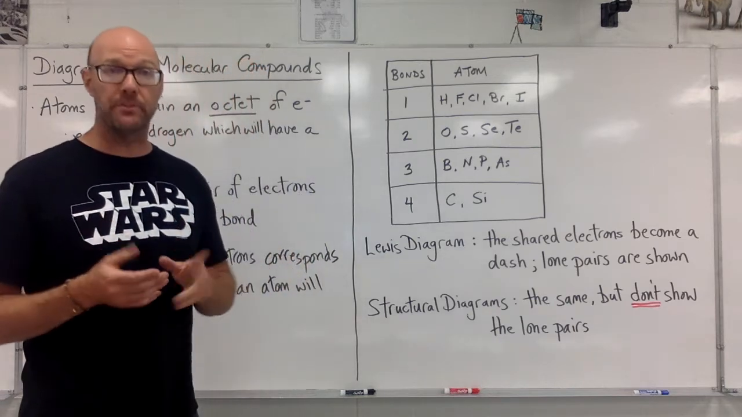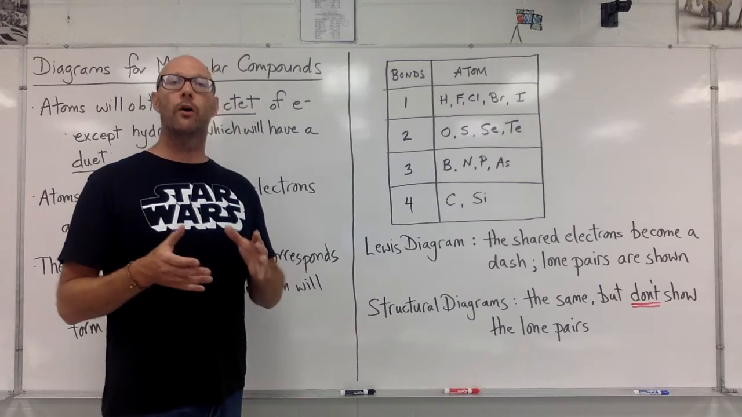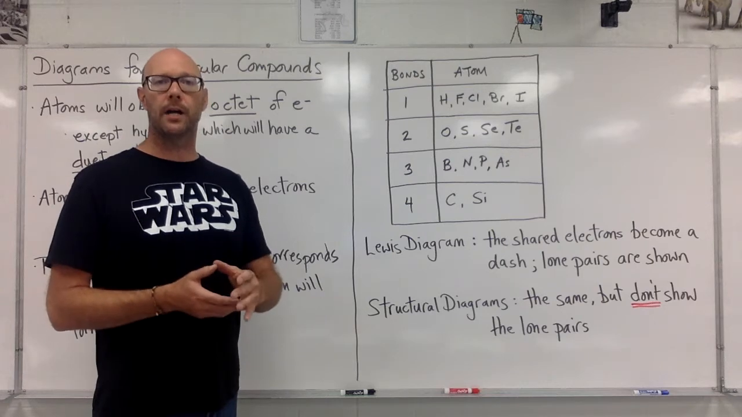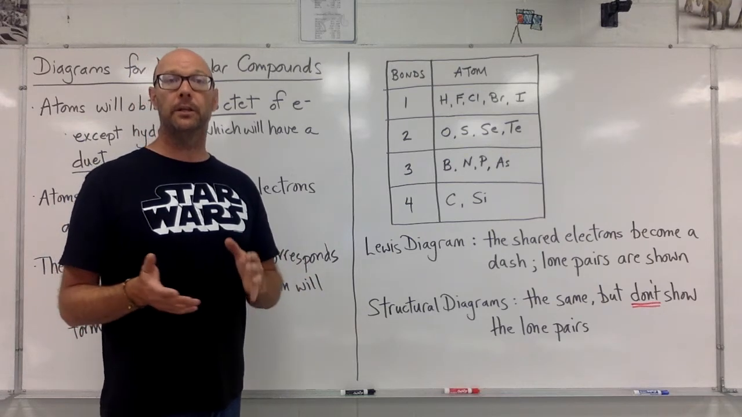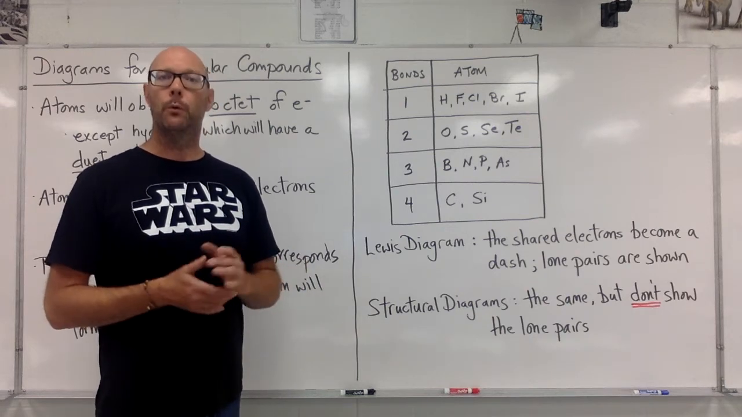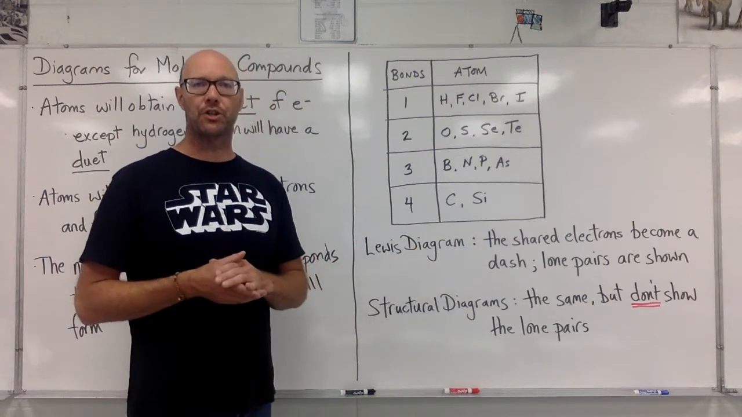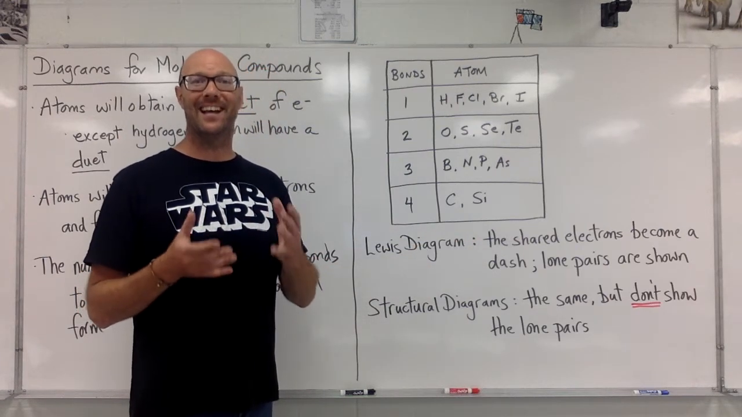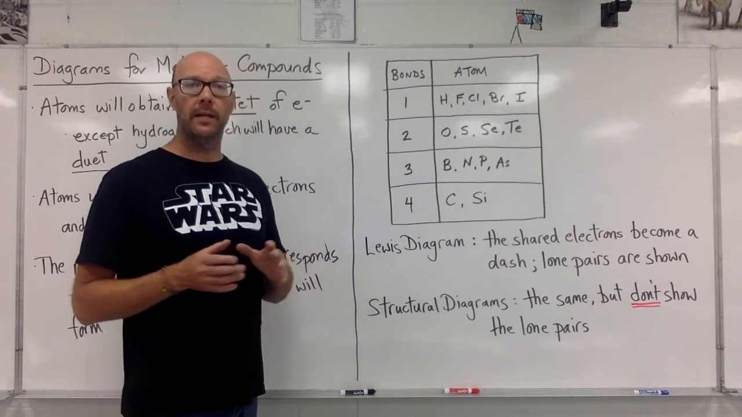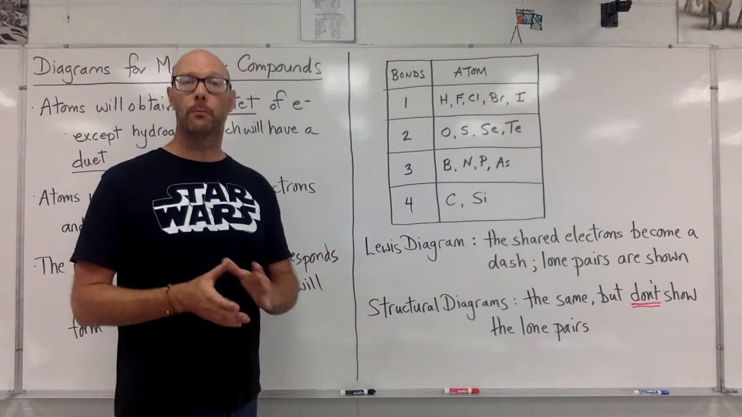We're going to do diagrams in 2 different styles. The first is a Lewis diagram. We already talked about Lewis diagrams for atoms, but now we're talking about Lewis diagrams for molecules. It's a little bit confusing that it has the same name, but one for atoms, one for molecules. When we do these diagrams, the shared electrons get replaced with a dash. The bond is shown as a dash. And the lone pairs that we explored in the last video are included in the Lewis diagram for a molecule.